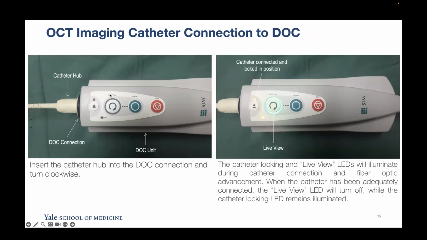We connect the catheter to a dock station, and the dock will do the pullback the same way the MDU does for IVUS. So basically you insert and you rotate clockwise, and you see a sequence of LEDs blinking until this chain here is illuminated permanently without blinking. We'll see this other indicator here is illuminated, and the live view button will be steady green, so meaning that the connection has been properly done.